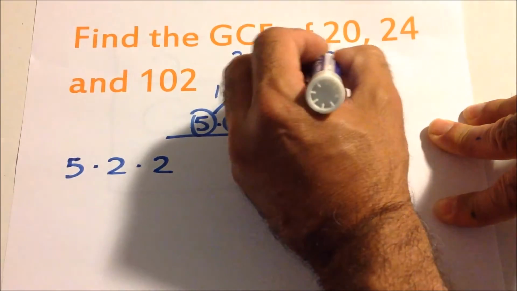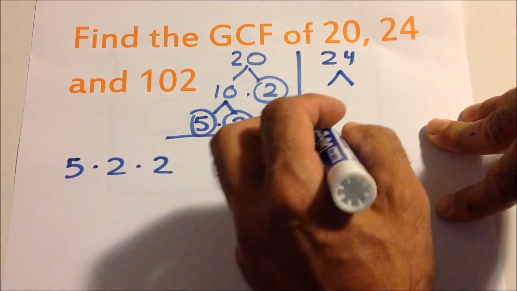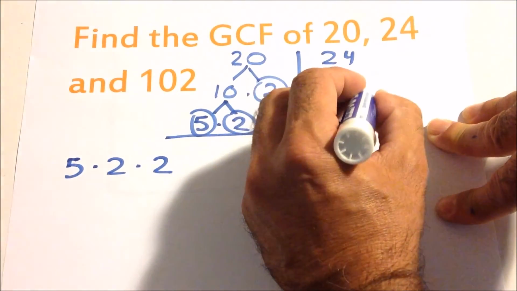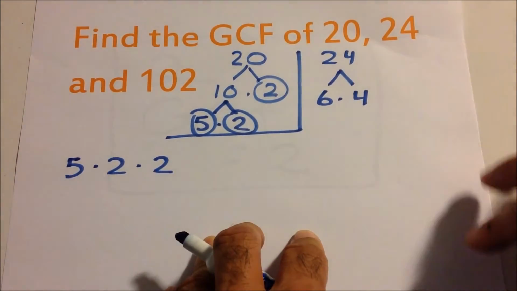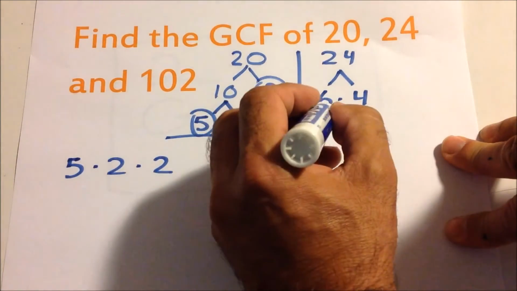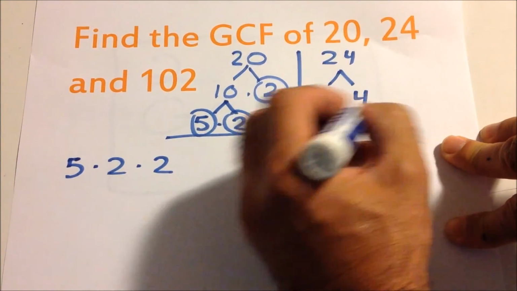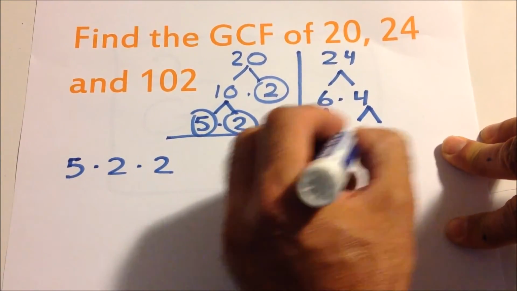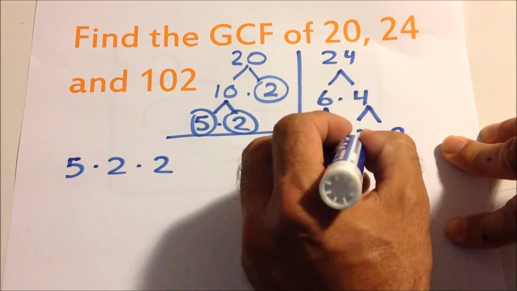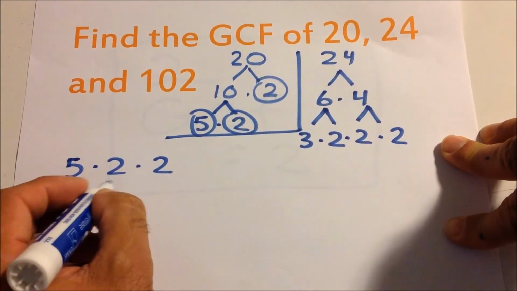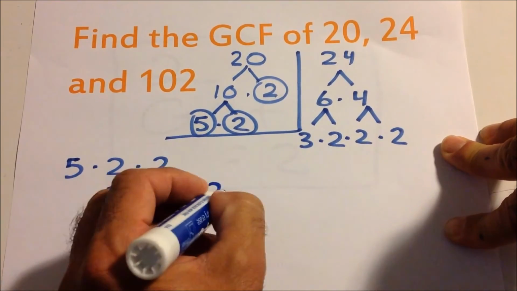Now we could do 24. 24 we can do 6 times 4. Or we could have done 8 times 3. It may have been easier, because now we have to break down 6 and 4. So we have 3 times 2, and 4 we have 2 times 2. So now we have 2 times 2 times 2 times 3.